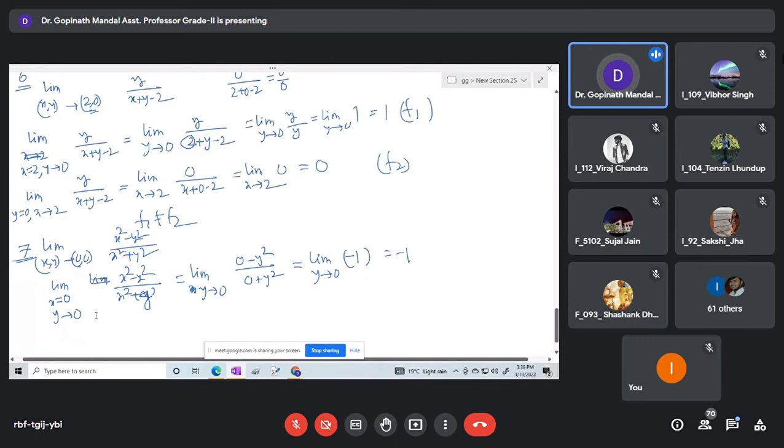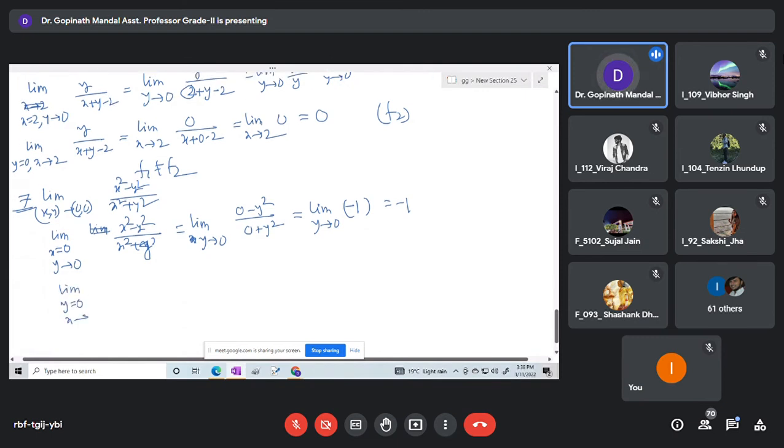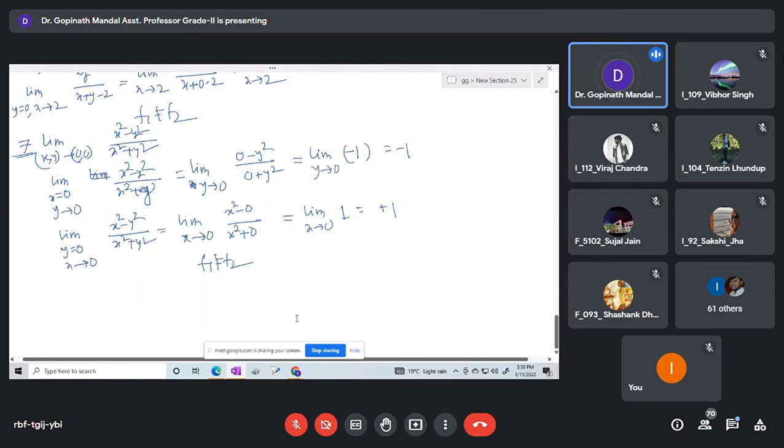In the second case, y equal to 0 and x tends to 0, of (x square minus y square) by (x square plus y square). So the limit as x tends to 0 of (x square minus 0) by (x square plus 0). In that case, this will be plus 1, so f1 not equal to f2, it means the limit does not exist.